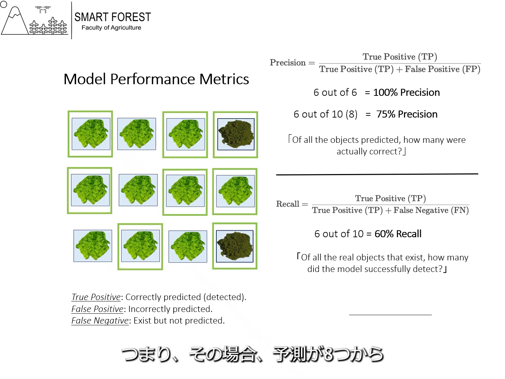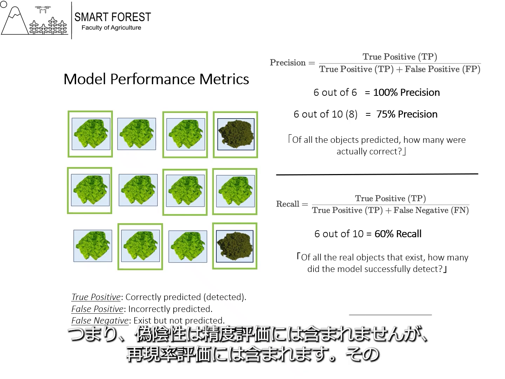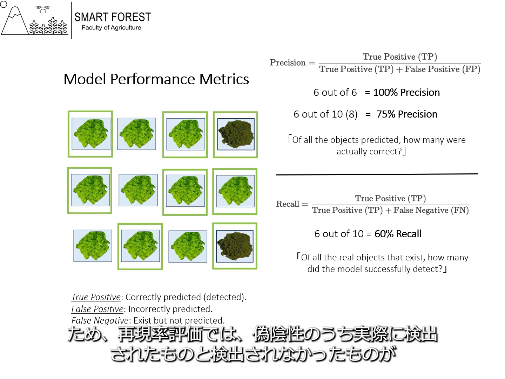In that case, the precision has decreased, because now out of 8 predictions, 6 were correct. So 75% of them are correct. If you can see here, the precision doesn't care about the false negatives. The false negatives are not part of the evaluation in the precision, but in the recall they are.